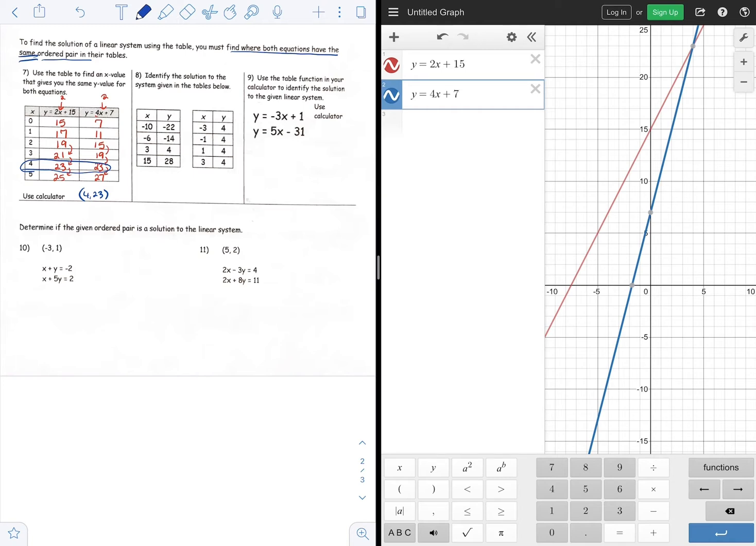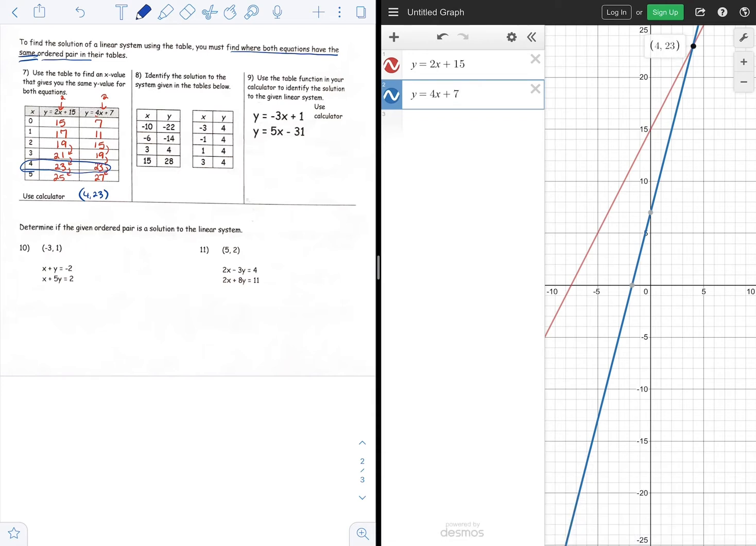So if we look here on this Desmos calculator, the point of intersection is right about here. And all we have to do is tap at that intersection, and it's going to give us a point. And it showed us the point (4, 23). And that's exactly what we got when we did it by hand, (4, 23). And so you don't have to do it the first way. Just plug it in the calculator. It's going to give you the point of intersection. But I did want to show you how to do that by hand.